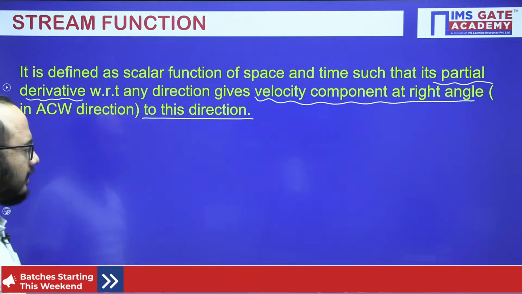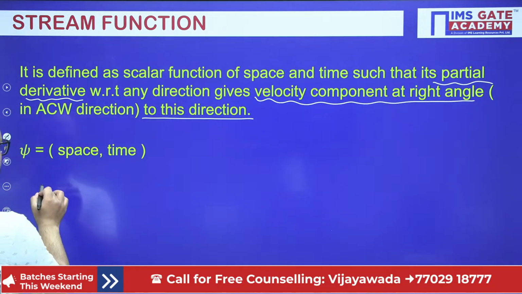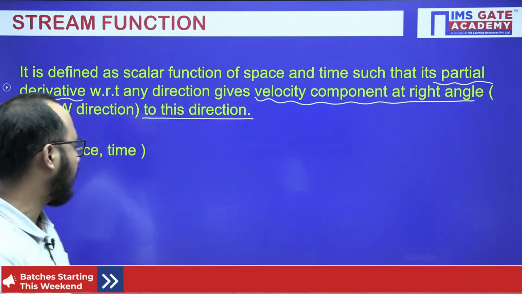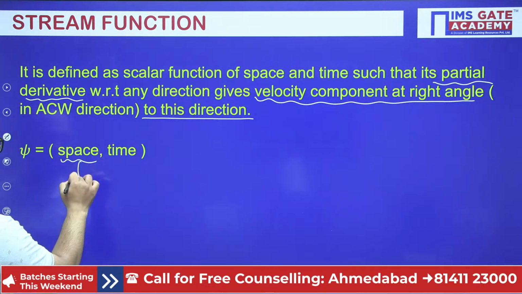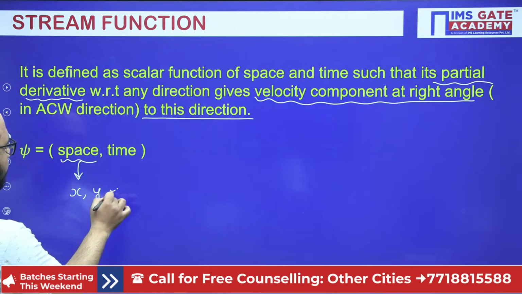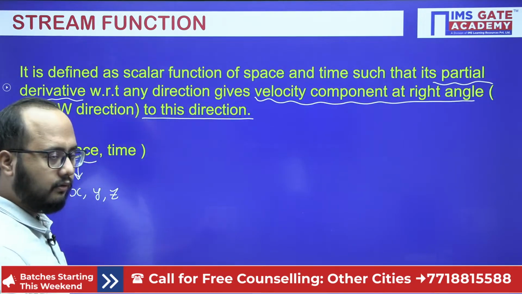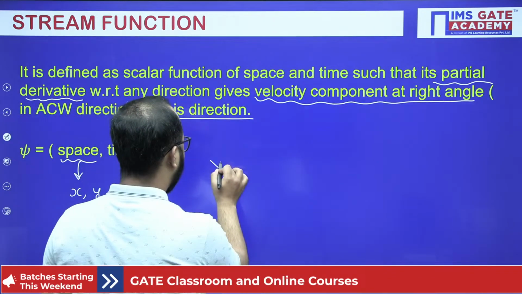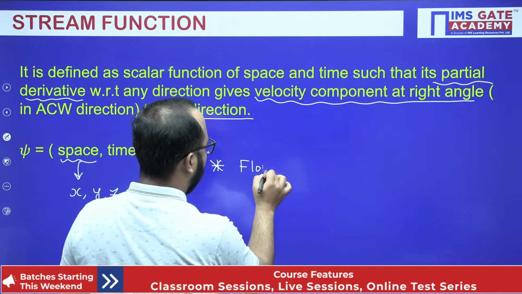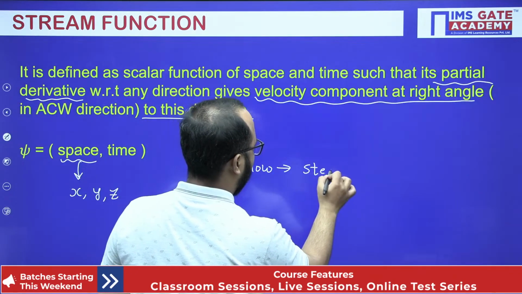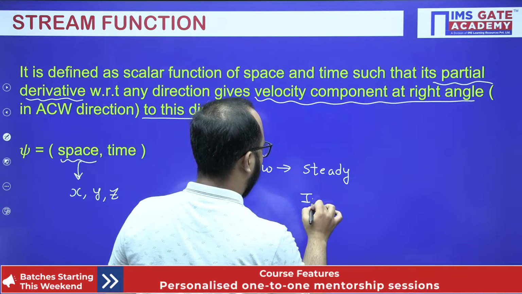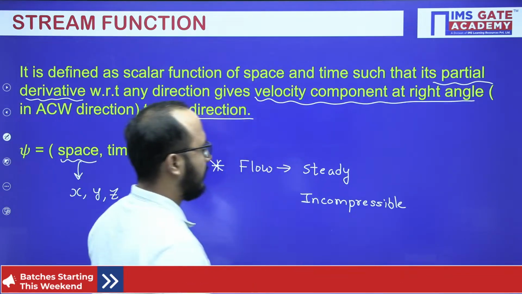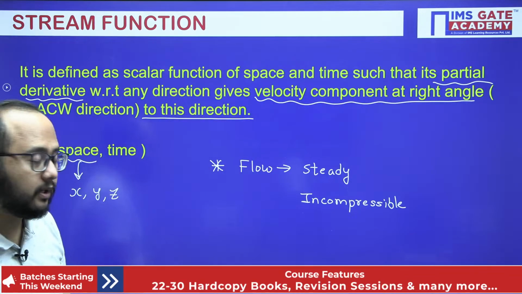Very simple. Now see, function of space and time, right? So, an important point: in VPF the notation is phi, here it is psi. Space basically means the location x, y, z. Now, very important point, again see, we are taking steady incompressible flow. Again the conditions: steady incompressible flow is what we are assuming.